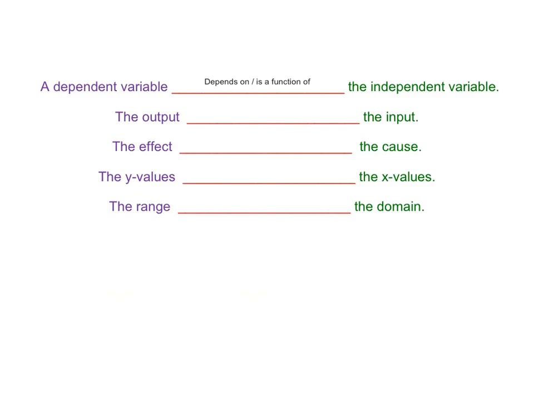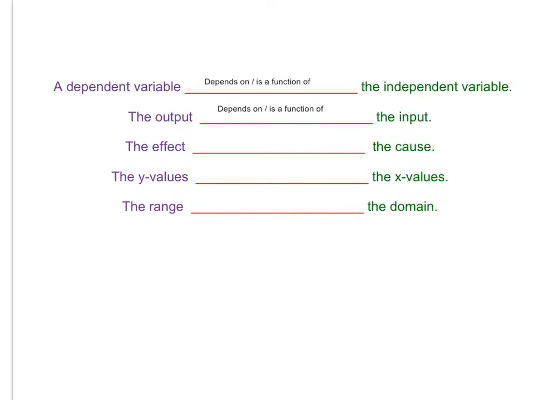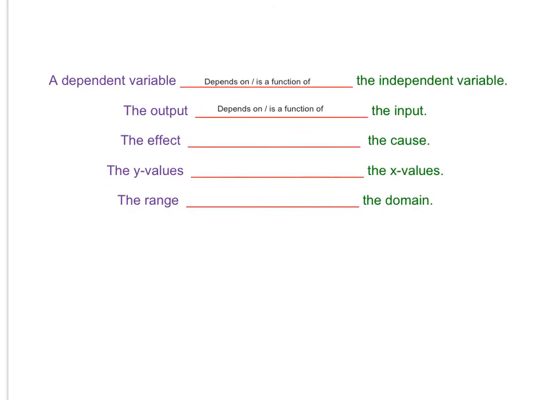One of the ways you'll hear this is a dependent variable depends on or is a function of the independent variable. And your output depends on or is a function of the input. So output depends on the input. Output is a function of the input. And the effect depends on or is a function of the cause. The y values depend on or are a function of the x values, and the range depends on or is a function of the domain. So make sure you have all of that in your notes.